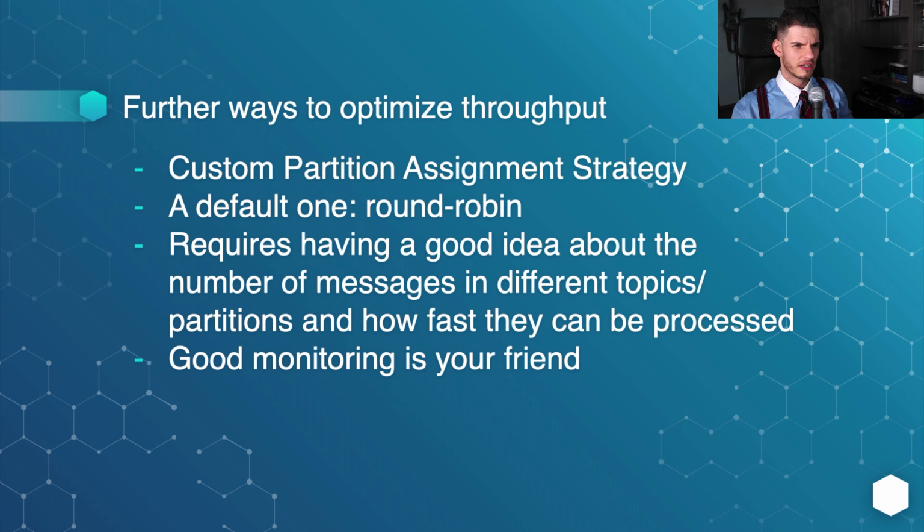But fortunately, there are more ways to optimize throughput on the consumer side. One of them would be having a custom partition assignment strategy. Karafka uses Ruby Kafka under the hood, which uses by default a round-robin strategy. It might be okay for a uniform distribution of partitions, although that might not always be the case, and in general, this won't be the ideal strategy for every application. But this is customizable. You can specify your own strategy, but to do that well, you need to have a clear idea how messages are distributed over not only topics but specific partitions.